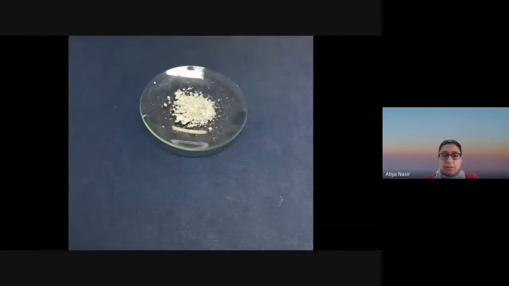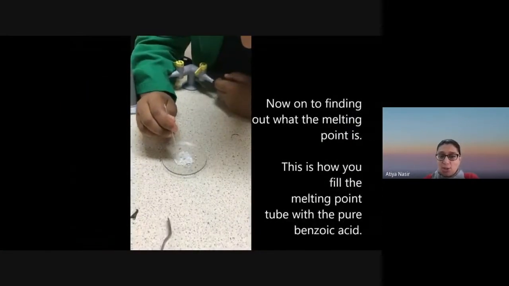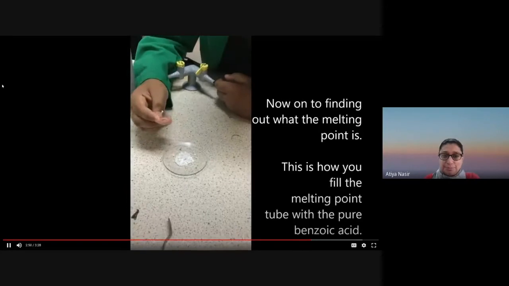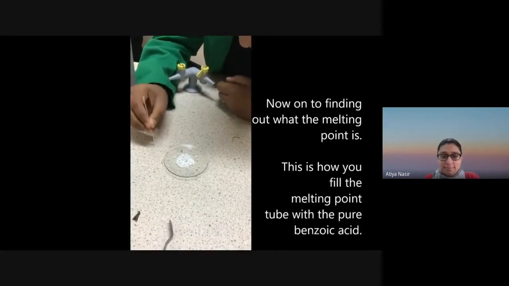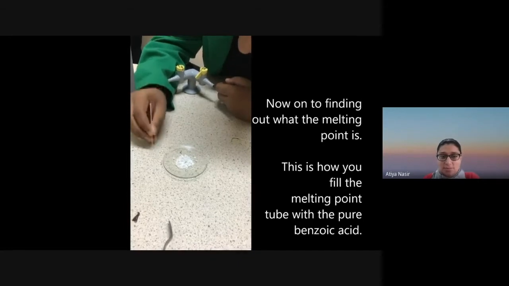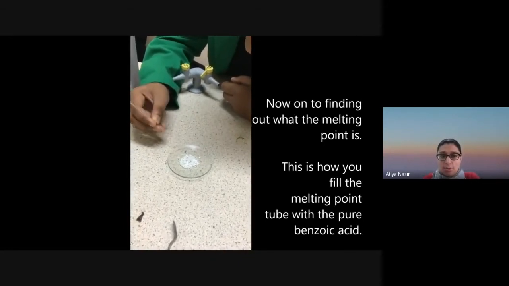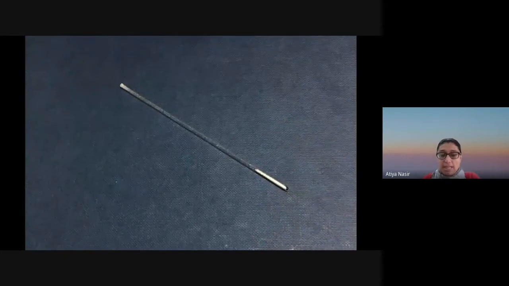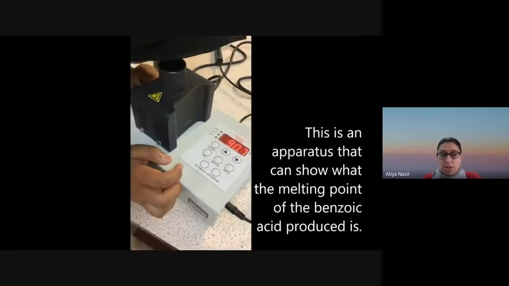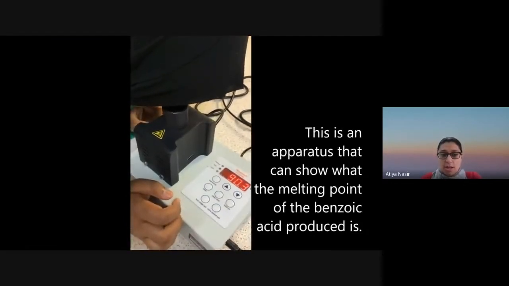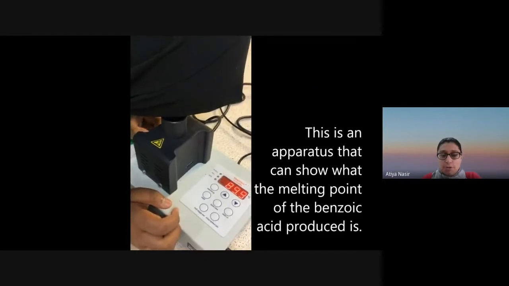So there you get it. We've prepared crystal benzoic acid, but it doesn't stop there. Then we carry out an analytical technique of melting point. You check the melting point to see how pure your product is. That's the apparatus you use to check the melting point of your product.